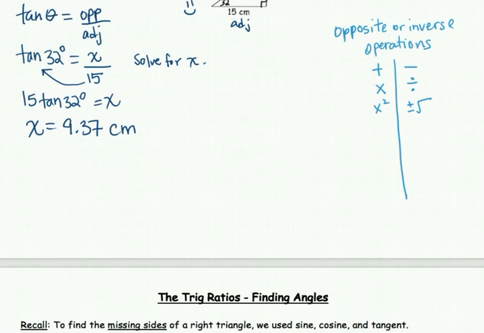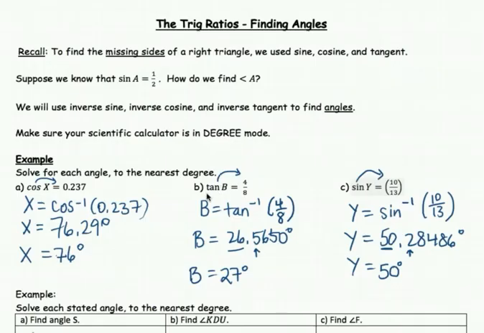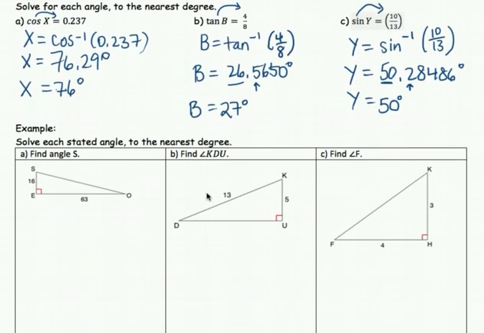And so now, what are the things that you've learned today? If you have sine, the inverse operation is the inverse sine. With cosine, the opposite is inverse cosine. And with tangent, the opposite operation is inverse tangent. Okay, so let's move on to the next example here.